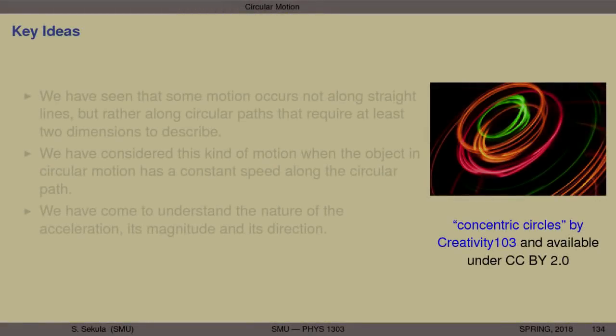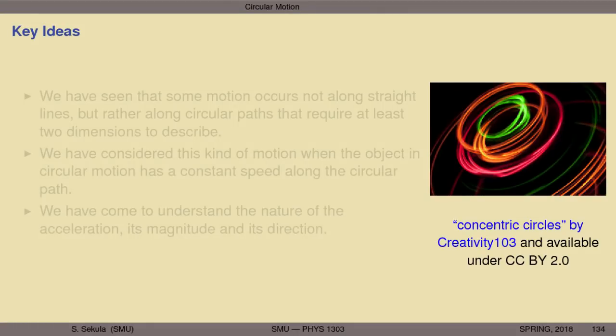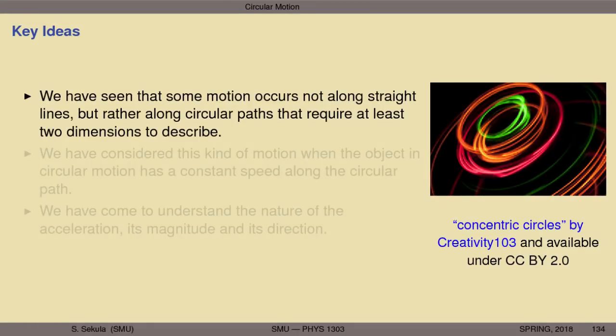Let's review the key ideas that we have seen in this section of the course. We've seen that some motion occurs not along straight lines, but rather along circular paths that require at least two dimensions in order to be described. We've focused on an example with an X and a Y component and considered the motion when the object in circular motion has a constant speed along the circular path.